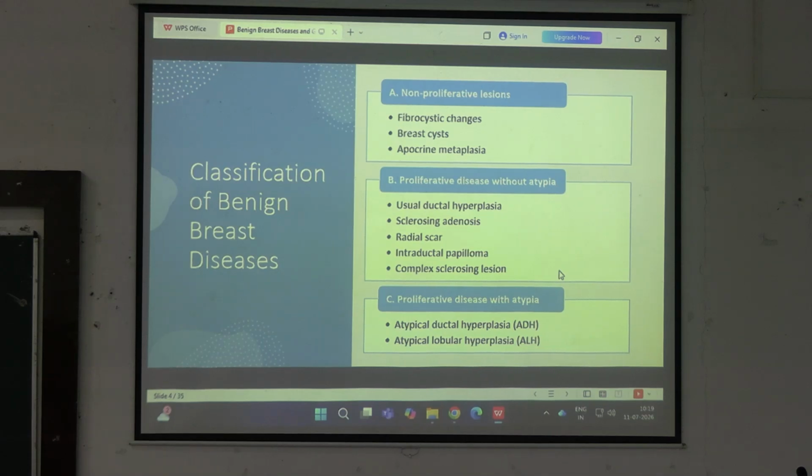What do you mean by hyperplasia? Right, increase in number of cells. And sclerosing adenosis, there is radial scar, intraductal papilloma and complex sclerosing lesion. So the important one among these is the usual ductal hyperplasia, and you have to know the names. Even if not the details, just know the names. And in case of proliferative diseases with atypia, there is atypical ductal hyperplasia and atypical lobular hyperplasia.